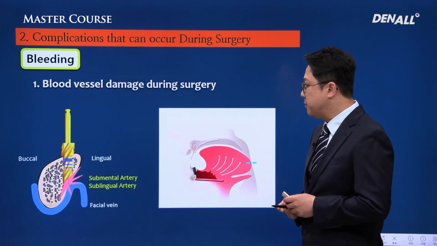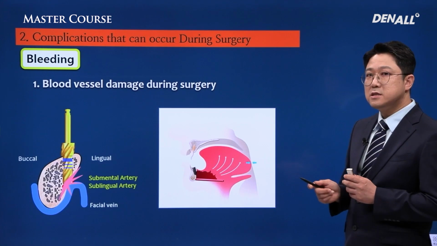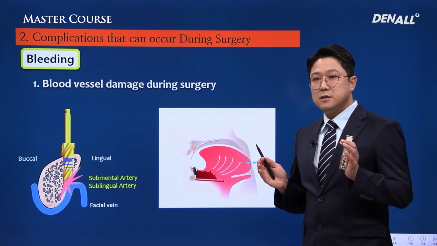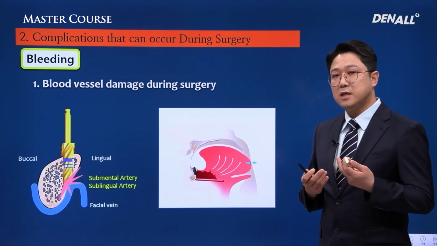One of the most prominent examples of vessel damage during surgery can be related to lingual concavity due to the position of the sublingual gland.